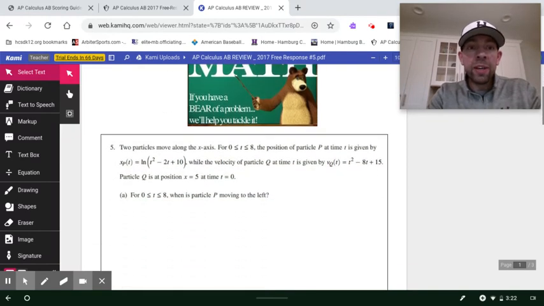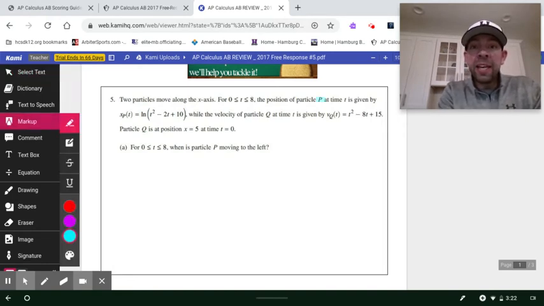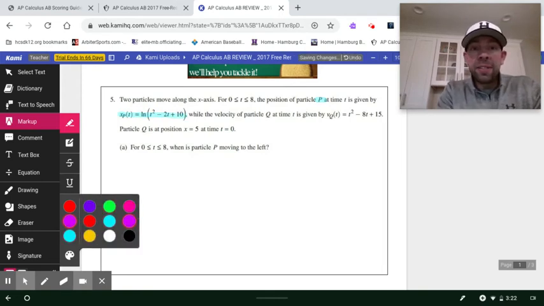How all of those functions interplay with each other is a monumental concept here in our calculus curriculum. So as we look at this problem, we've got two different particles traveling along the x-axis. Our domain is from 0 to 8, and our first particle is P, and they gave us its position function. Now check this out. The second particle is Q, and they didn't give us its position, but they gave us the velocity function. And then, of course, this fun little tidbit that Q's position is 5 at t equals 0.